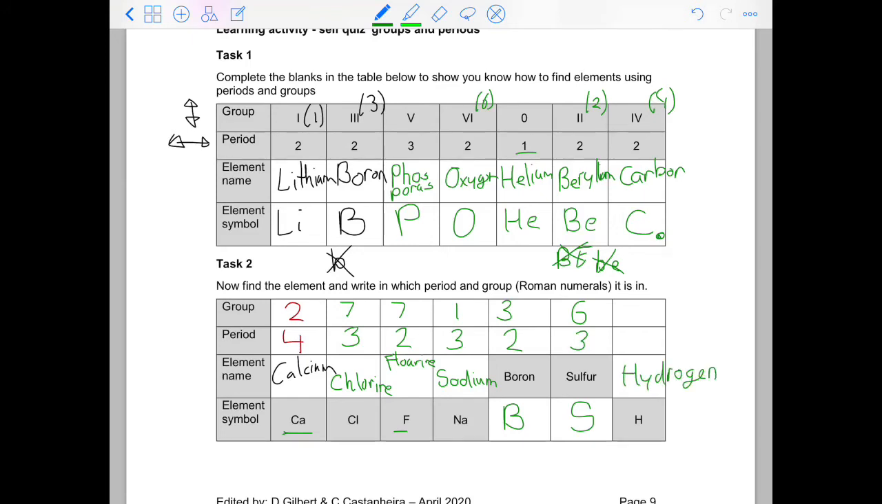Just going out of the box now. Is in period 1. However, depending on what periodic table you look at, it's either not in a group or it's in group 1. Either of those answers would be correct because it is a bit of a strange one and it's not always considered in group 1, but we'll talk more about that in a future lesson.